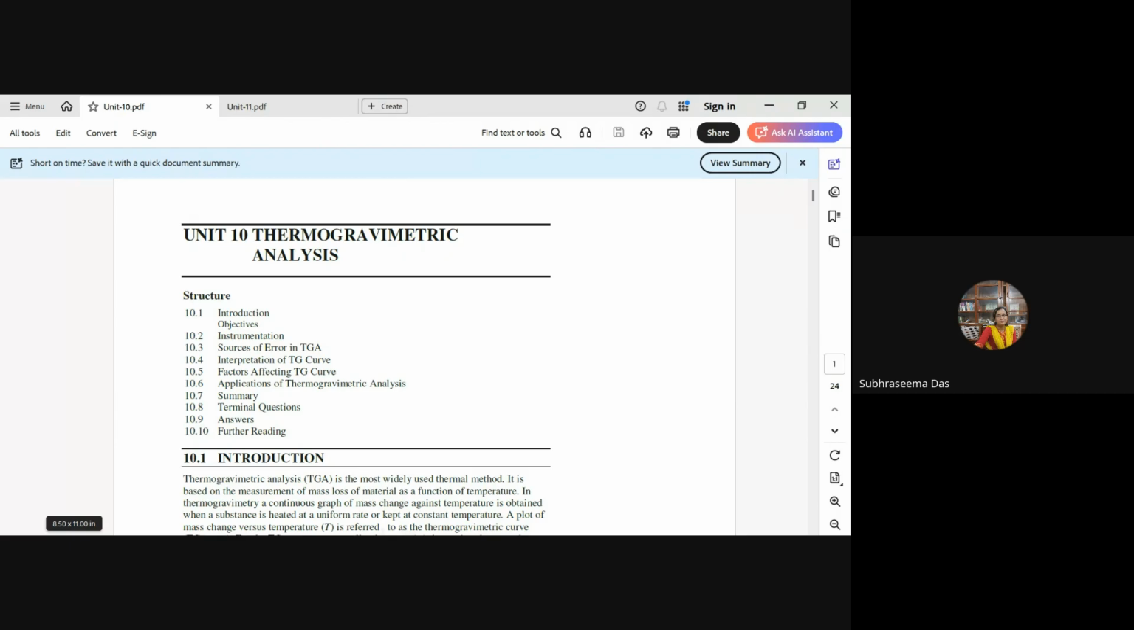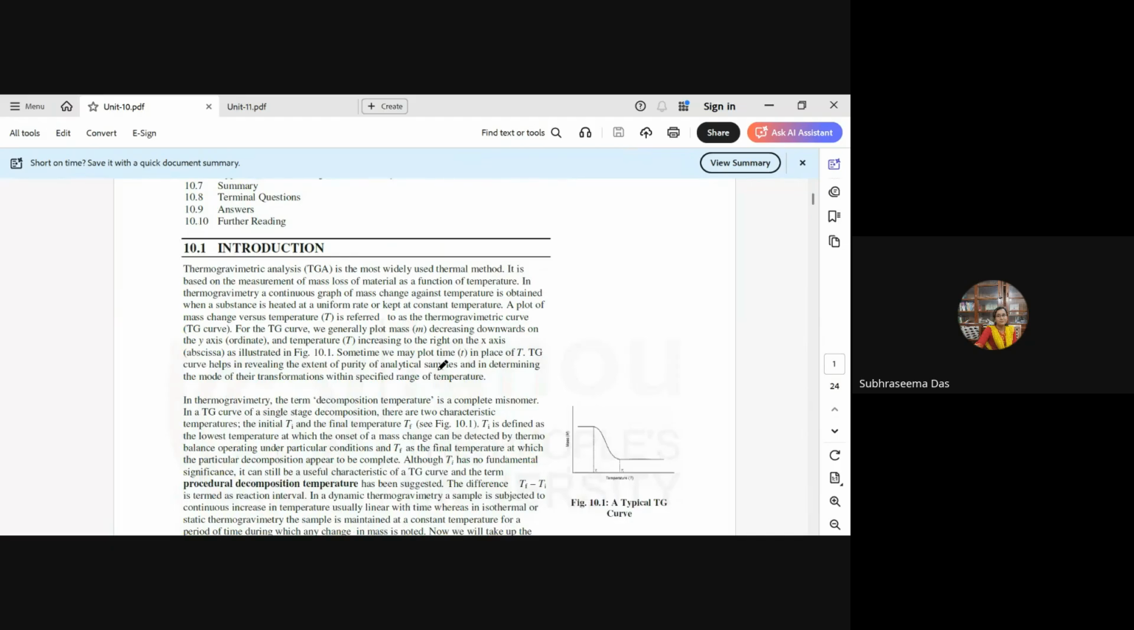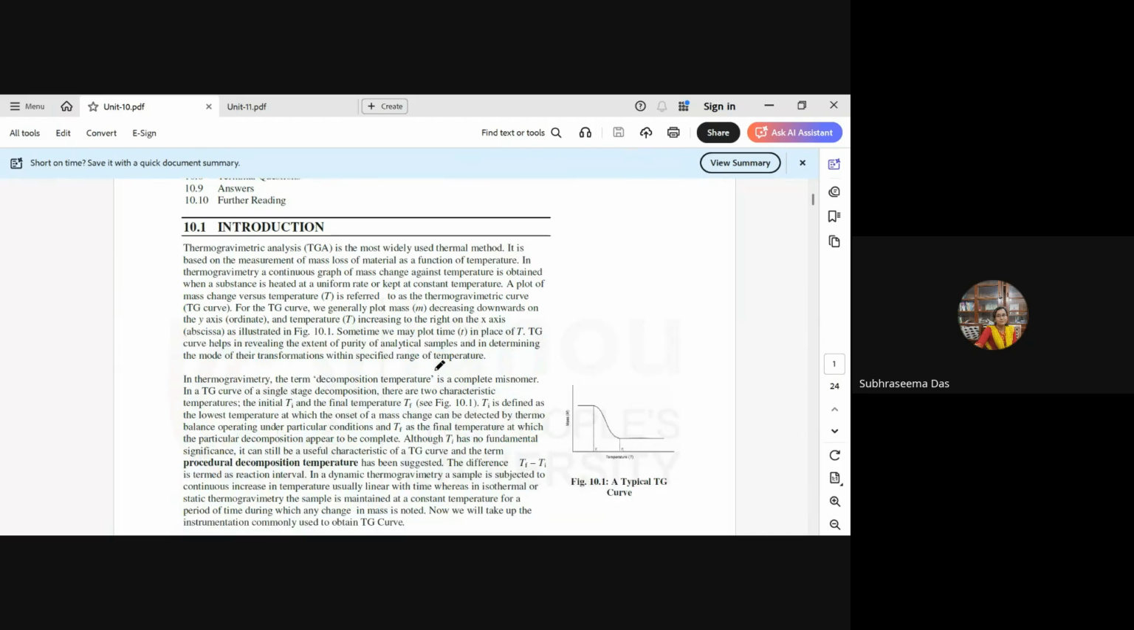So today we'll start a new unit that is about thermogravimetric analysis. Here we'll have an introduction to what TGA is, the instrumentation, the sources of error in TGA, how we interpret the TG curve, the different factors which affect the TGA curve, and the applications of TGA in our analytical chemistry. So we'll first begin with a brief introduction to what is thermogravimetric analysis, or TGA.